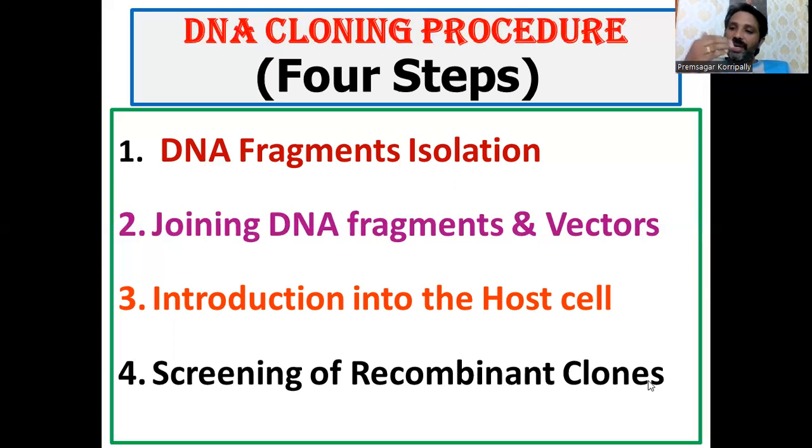Here, I'm again repeating the same thing. DNA cloning procedure has 4 important steps. The first one is isolation of DNA fragments. The second one is joining of DNA fragments and vectors. Third one is introduction into the host cell. And the fourth one is screening of recombinant clones. In the next slide, we will see what are the different methods for each step.